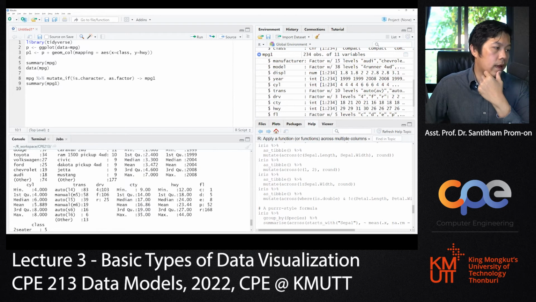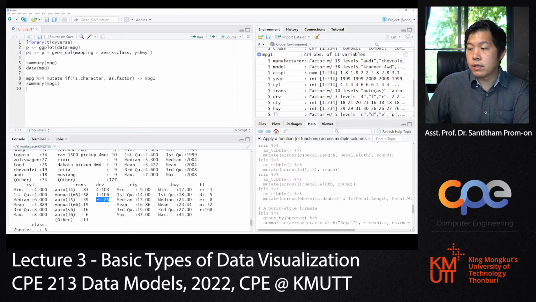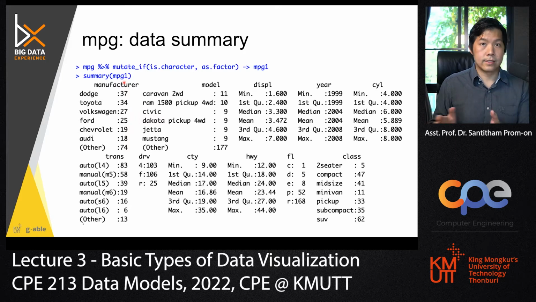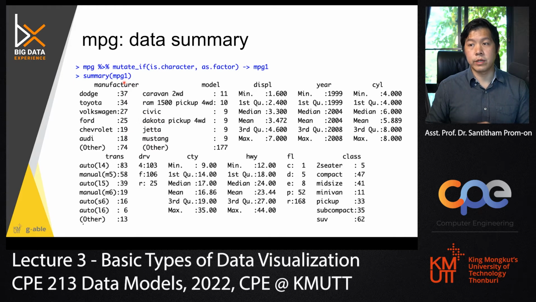For example, you know that you have about 103 four-wheel drive, front-wheel drive is 106, and rear-wheel drive is 25 here, so we can see the distribution by using summary. This is quite a powerful function because you can see the distribution at a glance. And as you work on data science projects further and further, you will see that it is very important to be able to evaluate the distribution of all variables in one go.